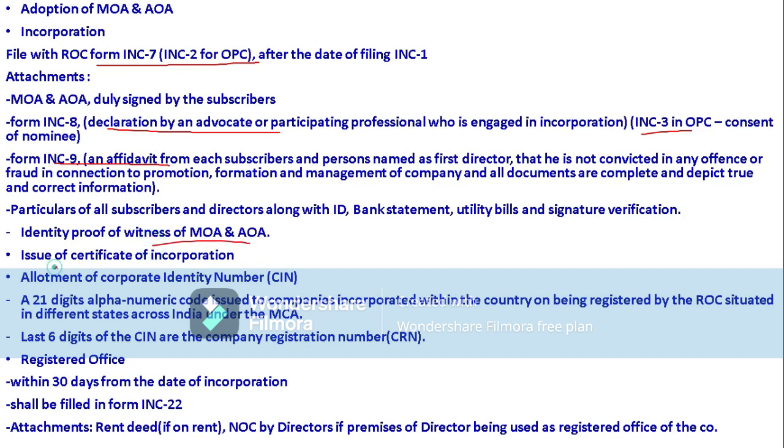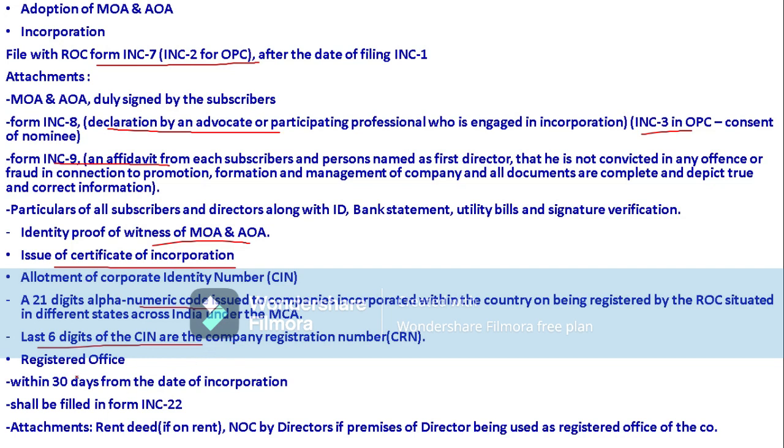Issue of certificate of incorporation is related to the CIN, the corporate identity number. After all these are provided, the Registrar of Companies issues the certificate of incorporation. The corporate identity number is a 21-digit alphanumeric code, and the last 6 digits of the 21 digits will be the company registration number.